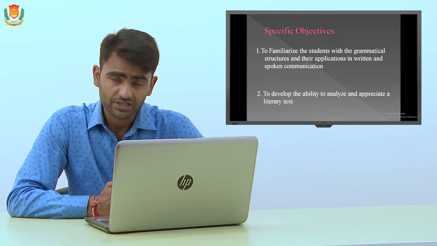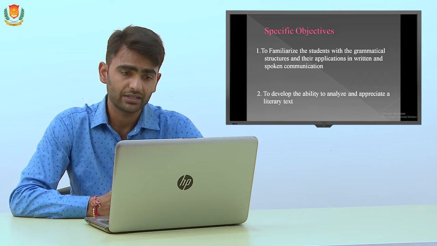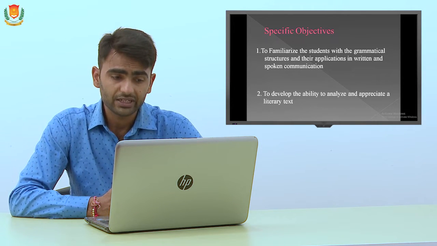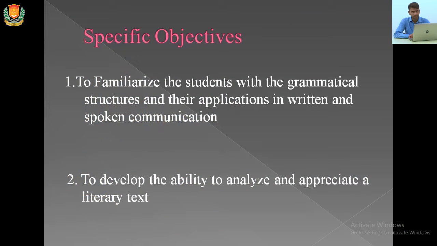Today, we are going to learn BA Honors first semester, paper 102, Modern English Uses and Languages, in which we have some specific objectives to learn under this paper. As I have already discussed in my previous video, we will learn about something in grammatical terms as well as practical use of English. Here, the first objective of learning this chapter is to familiarize the students with the grammatical structures and their applications in written and spoken communication, and to develop the ability to analyze and appreciate a literary text.